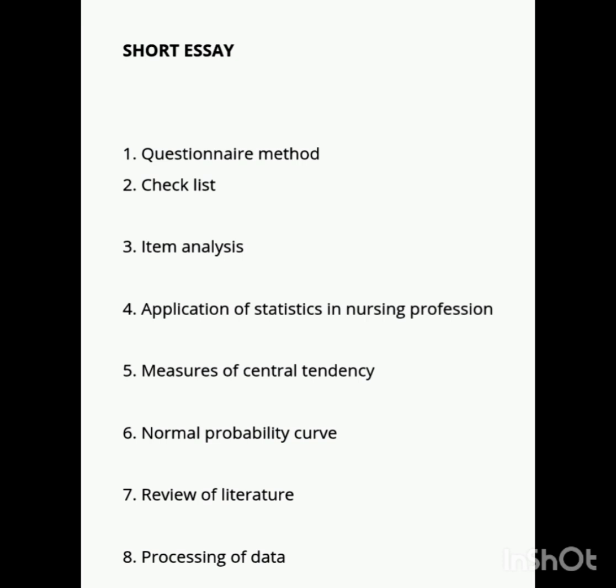Okay, and next, the seventh question, review of literature. Review of literature is a summary and analysis of existing research on a specific topic. This can include the definition, purpose and the steps of review of literature also. And next, the eighth one, processing data.